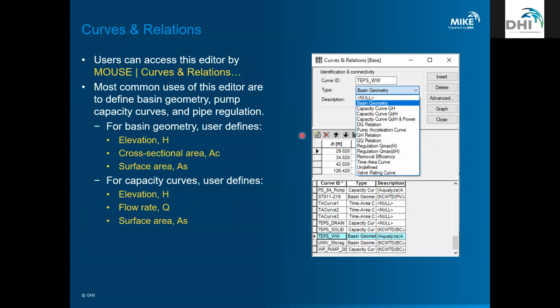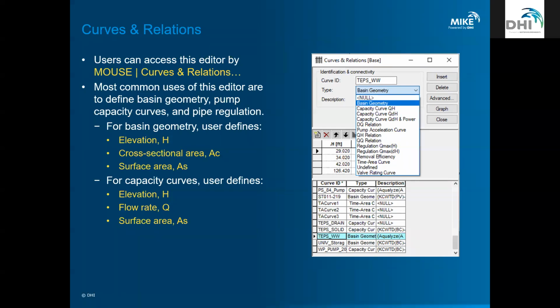Okay, so I mentioned before, there's an editor called Curves and Relations, and this is the editor that you're going to use if you need to define a storage basin or a pump capacity curve or any kind of pipe regulation. So for instance, you know that a pipe in a network isn't being used right now. Instead of just deleting it out, you can add a regulation to it here where it can be turned off in a certain capacity, or minimized flow, or any way that you need to define it. So this is where you will do those kinds of regulations.